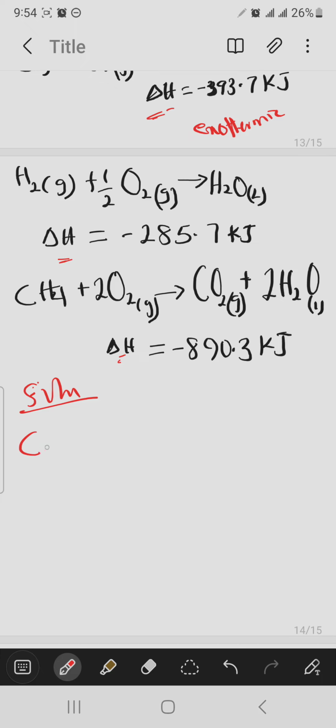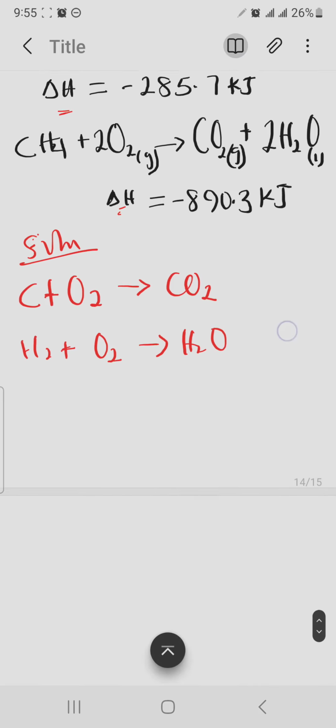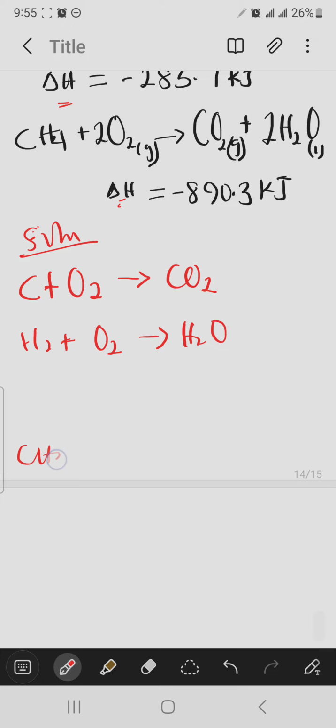First, write them out by saying C plus O2 gives CO2. This one we have H2 plus O2 to give us H2O. And the last one we have CH4 plus O2, molecules of oxygen, gives us CO2 plus 2H2O.